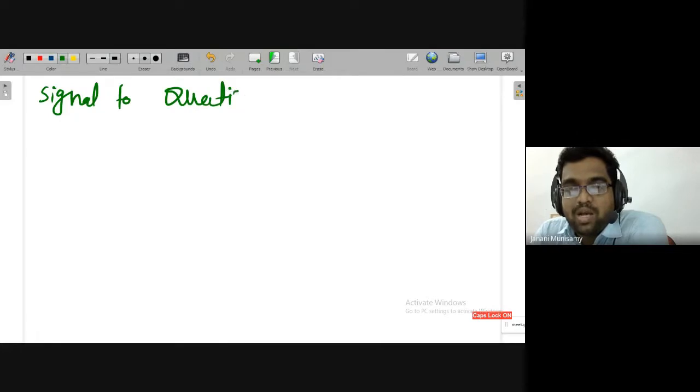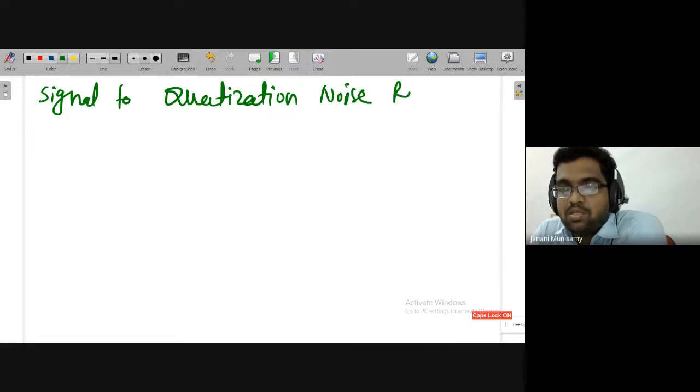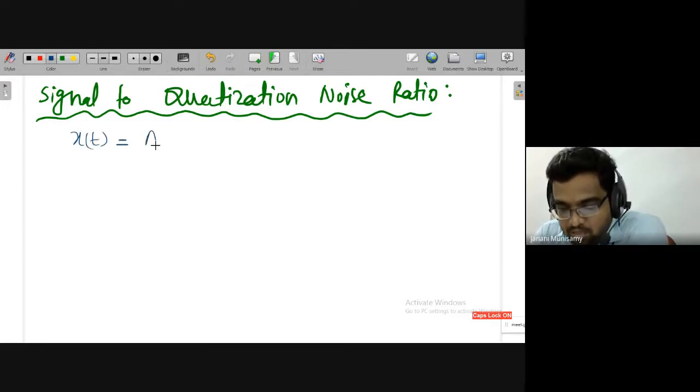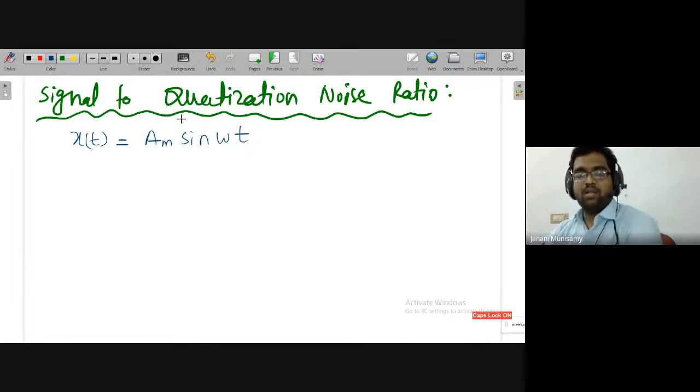Generally we say signal to noise ratio. Here noise is due to the process of quantization. So that's why this is signal to quantization noise ratio, SQNR. Now for this we need to take some practical values. Say I am having some signal x of t, is Am sin omega t or cos omega t. Am sin omega t is the analog signal that I want to convert into digital data. So I want to find out signal power as well as the noise power.